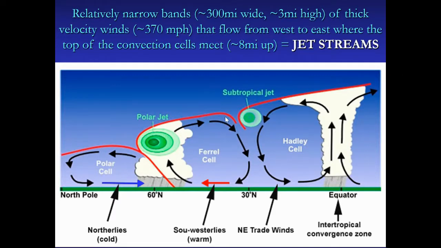There's also one between the Ferrel cell and the Hadley cell. That's called the subtropical jet. That's usually further south of us, and so we don't have weather influenced by that. We usually have weather influenced by the polar jet.